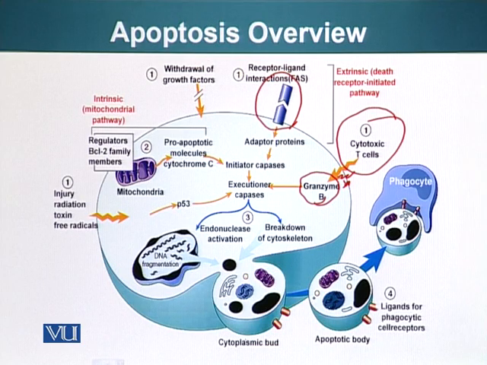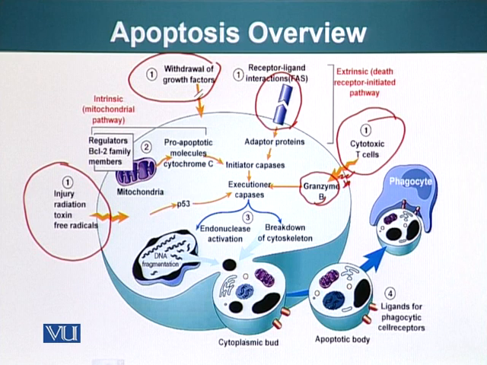Withdrawal of growth factors can also result in apoptosis. Radiation, toxic elements, and free radicals can also cause apoptosis. These are extrinsic pathways. There are also intrinsic pathways.